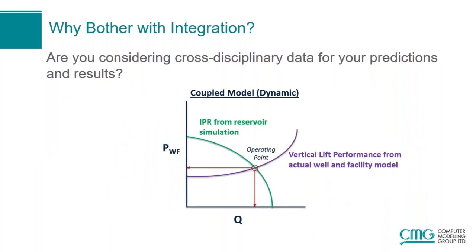This is when you get your IPR curves from a physics-based model, such as reservoir simulation, and your purple line, which is your lift performance curve, should come from an actual well and facility model. And now you have a correct operating point, and this is what integration is all about.